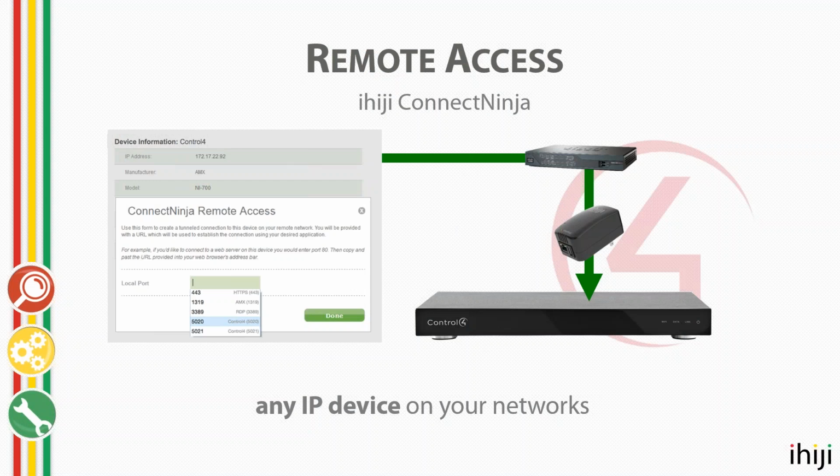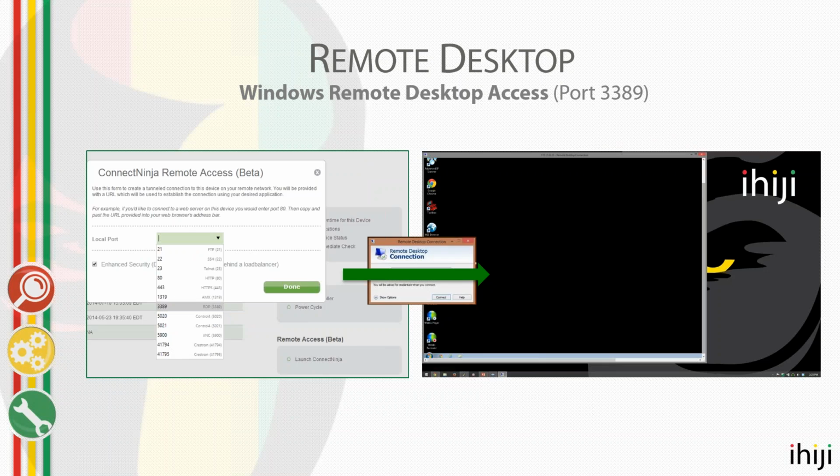It's your solution to not giving your VPN credentials out to every single programmer and technician because they just use Connect Ninja. And that's how you can reserve those rights for your IT admin. So the Connect Ninja can be used to do things like remote desktop, because it's basically any TCP port, any single TCP port on any IP device can usually be accessed through the Connect Ninja.